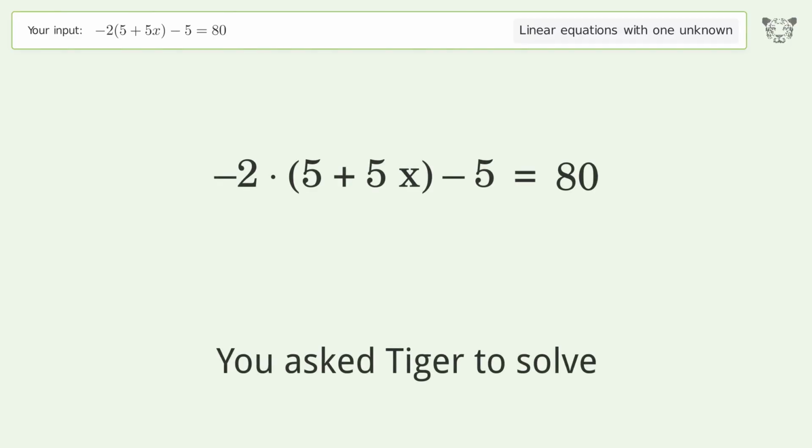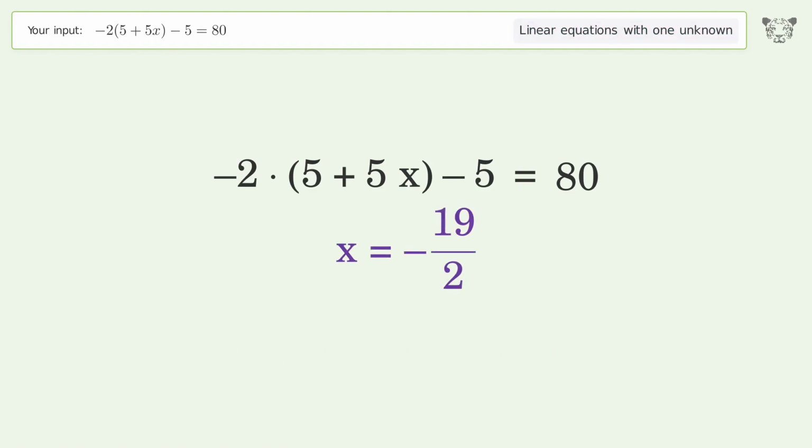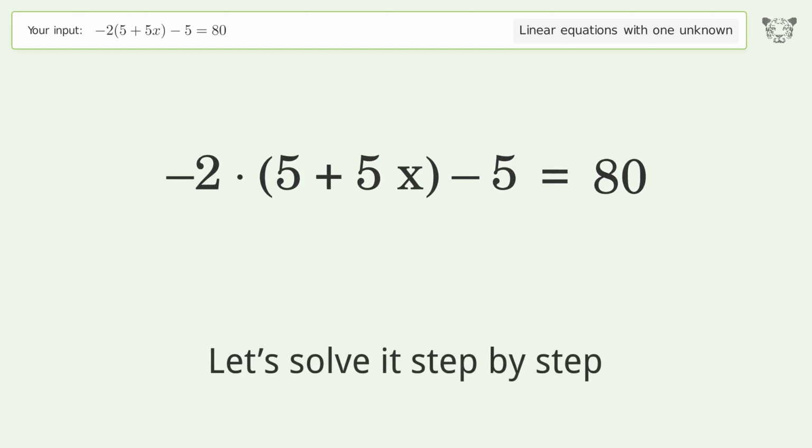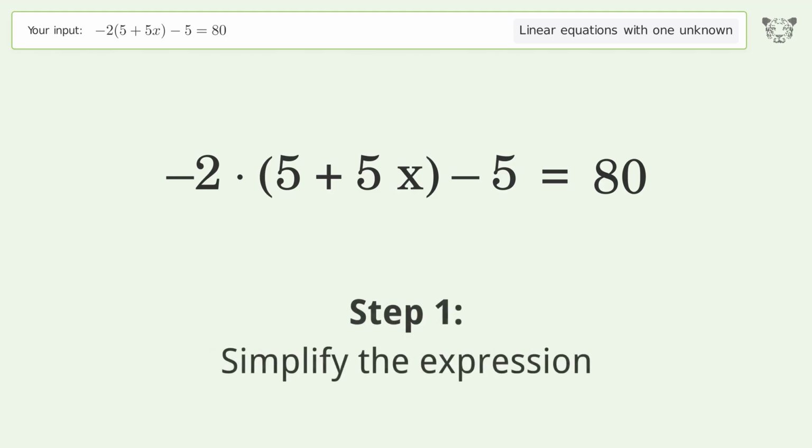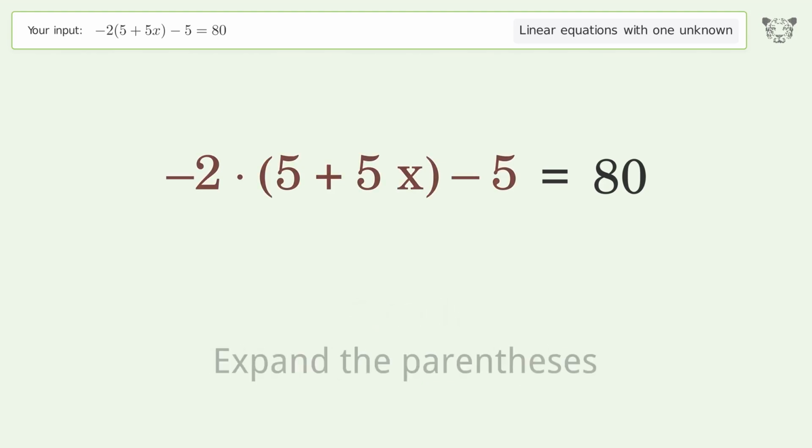You ask Tiger to solve. This deals with linear equations with one unknown. The final result is x equals -19/2. Let's solve it step by step. Simplify the expression. Expand the parentheses.